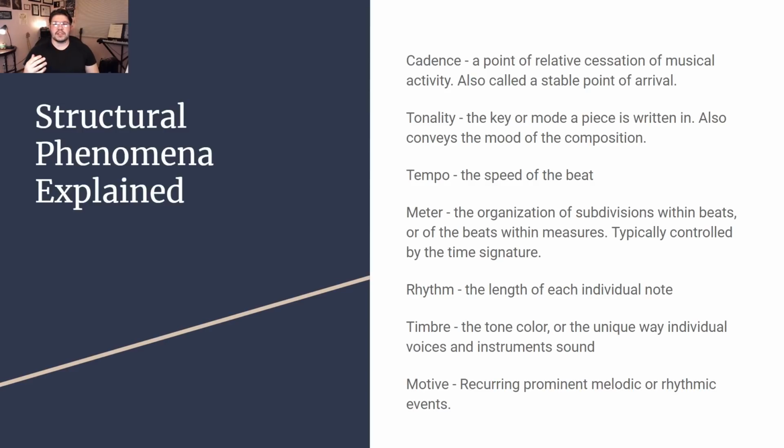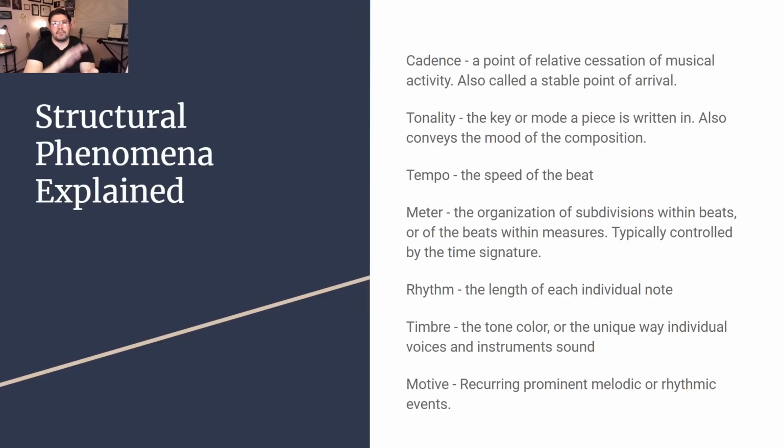Related to tempo is this idea of meter. So, the wordy kind of musical definition is the organization of subdivisions within beats or the beats within the measures. So, what that really means is how you are feeling that music. Are you feeling it in what's called a duple time signature, where we have two beats, so like up, up, up, up, up, up, or are you feeling it in a triple meter, where you have three subdivisions?